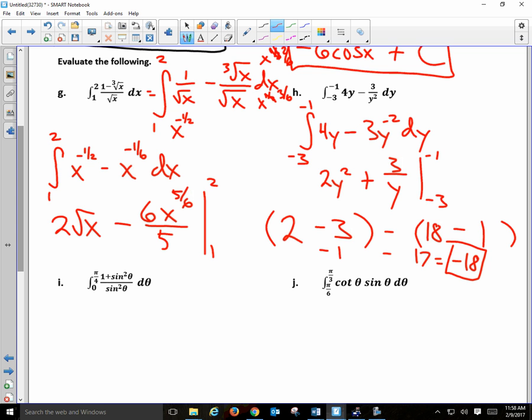Uh-oh. Why is it negative? Just, it's below the x-axis. That's what that means. Okay. Not too bad, huh?